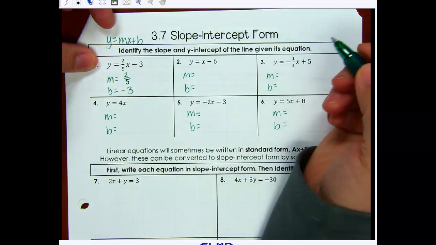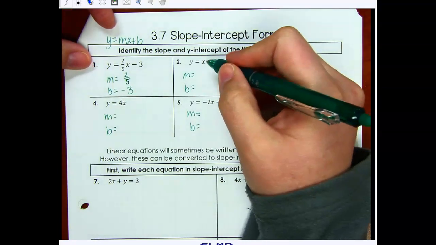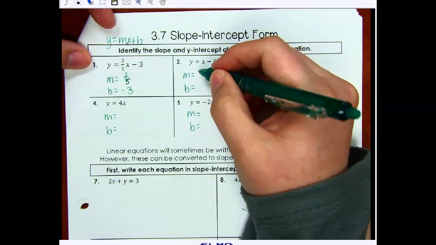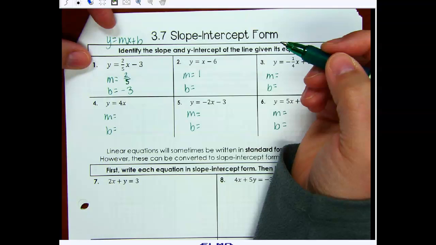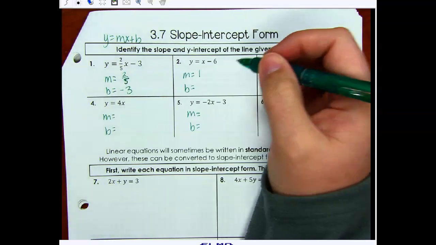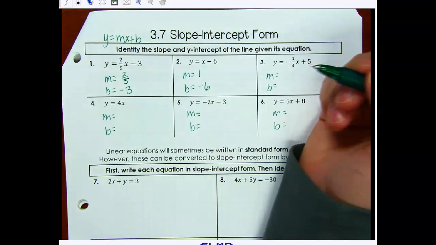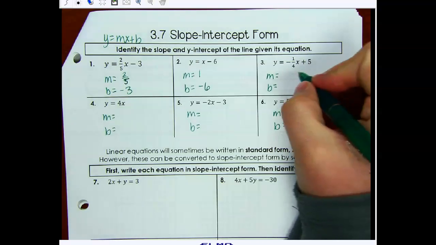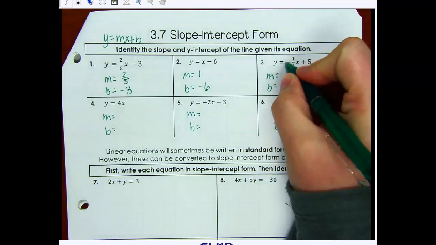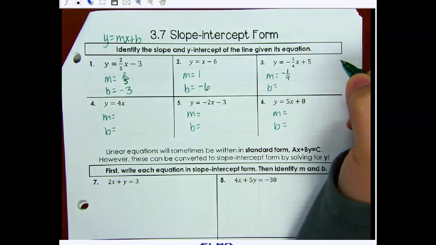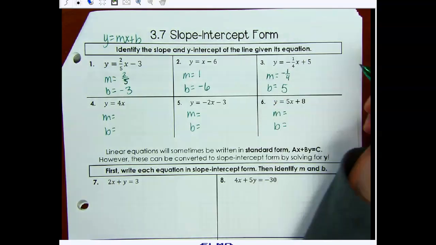It's a little better. Okay, and one like this, where there is not a coefficient, remember the coefficient is 1. So the m for this problem is 1. And the y-intercept is -6. On number 3, the m is -1/4, and the y-intercept is 5.